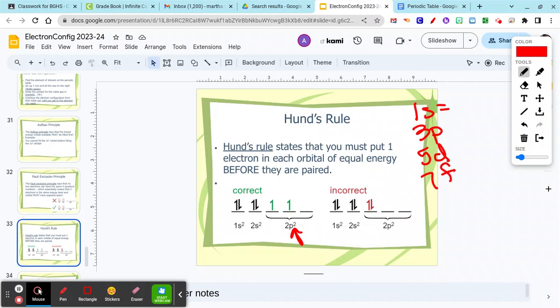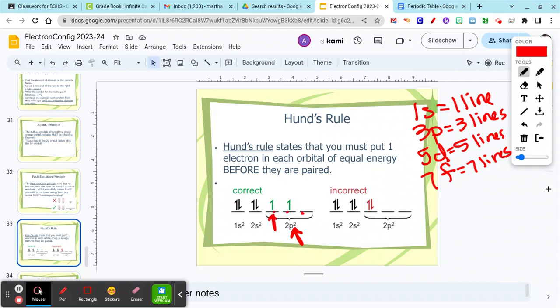And this determines how many lines you write, because 1 line equals 1 orbital. 3 lines equals 3 orbitals. 5 lines equals 5 orbitals, and 7 lines will equal 7 orbitals. So that is why here you have 3 lines for the 2p2. So Hund's rule says that you cannot pair them in the same line until you put 1 in each.